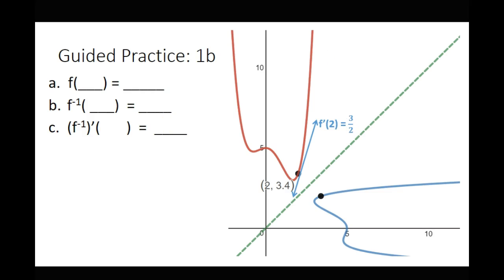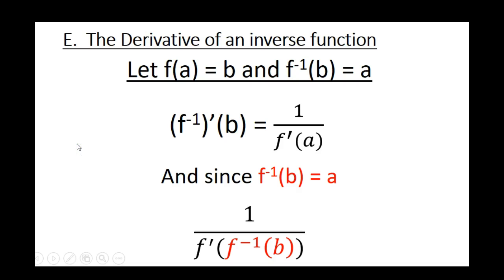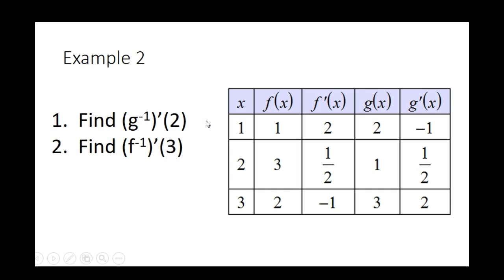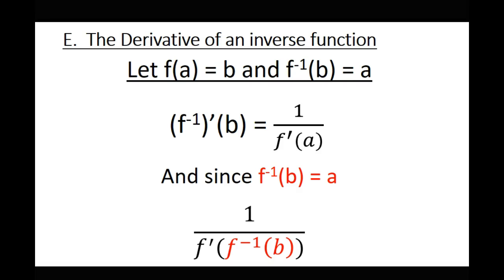Okay, so let's go back to this now. So if f of a equals b and f inverse of b equals a, then the slope of the inverse at b is the reciprocal of the other function's slope at the other number. Okay? And now to make it even more confusing, what does a equal? So I can replace a with that, and get this even uglier expression.